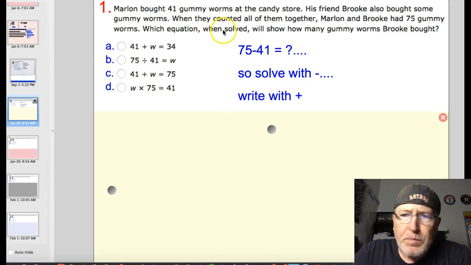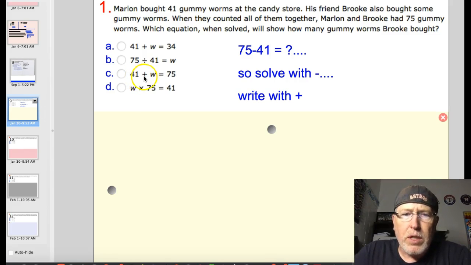So 41 gummy worms plus the ones that Brooke brought equal 34. Well, that sounds pretty good. This one doesn't make any sense. It's division, and the variable's by itself. Let's take a look at this one.